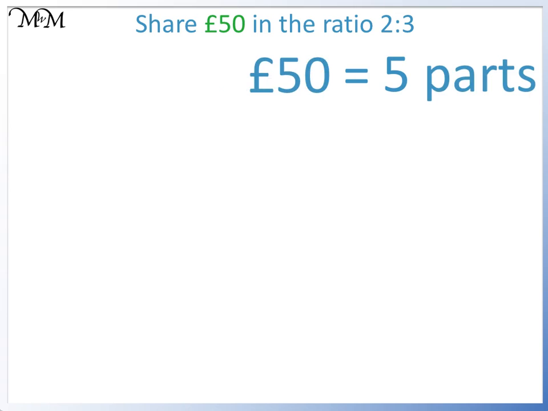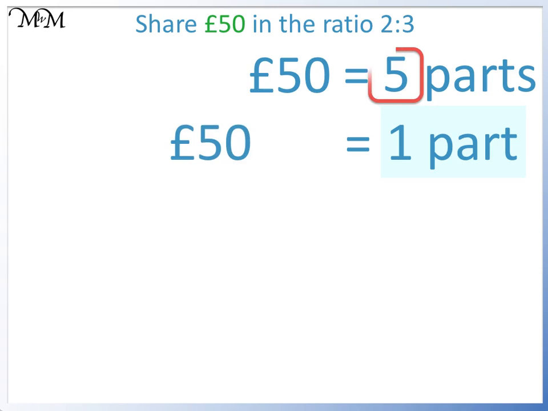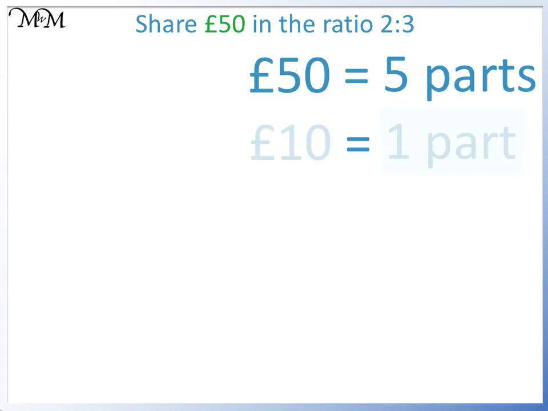£50 is the same as 5 parts. To find one part, we divide the amount by the total number of parts. We divide £50 by 5. 50 divided by 5 equals 10. So one part is £10.